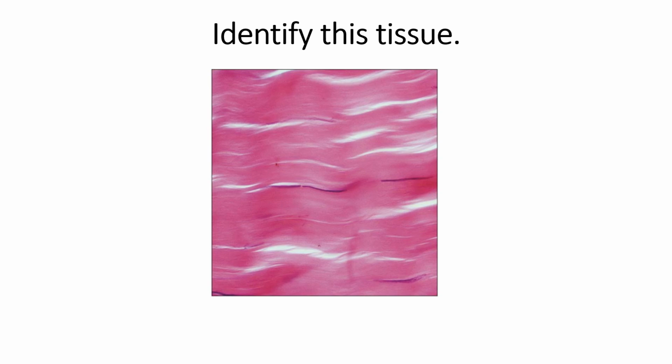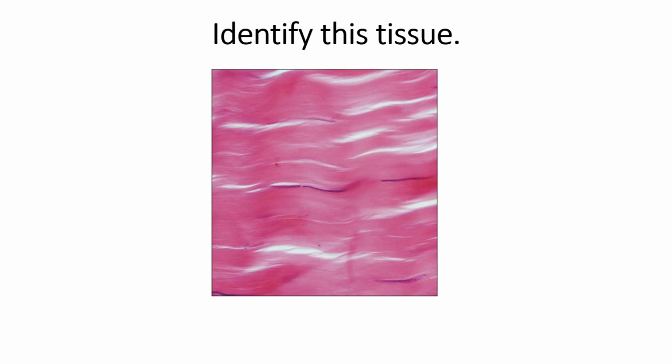What about epithelial tissue? We're not seeing any well-defined cells, so it's not epithelial tissue. So then it has to be some type of connective tissue. Is it blood? I don't see any cells, so it's not blood. Is it bone? I don't see those osteons, those tree trunk structures, so it's not bone. So then it either has to be cartilage or connective tissue proper.